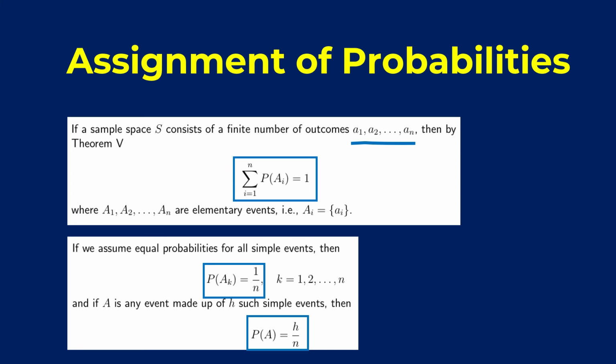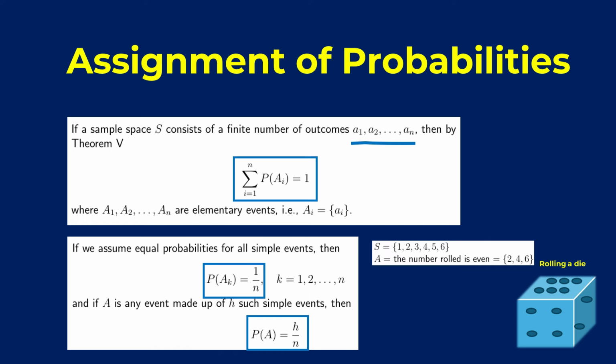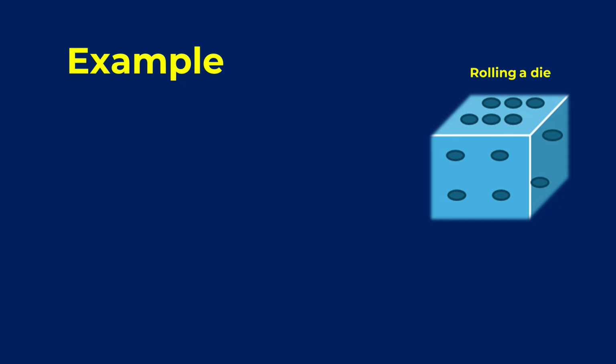In the rolling a die example that we saw in the previous slide, our sample space is a set consisting of numbers from 1 to 6, and the event is that the number rolled is an even number. That is a set consisting of 2, 4, 6. So A is made of three simple or elementary events, whereas n is 6 from the sample space. Then the probability of event A occurring is 1 by 2, which is the same answer as we got before. Let's look at an example now.